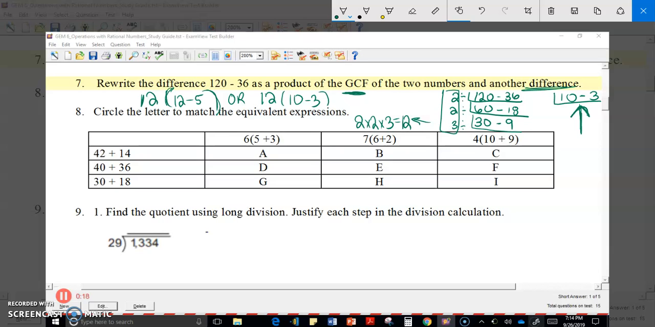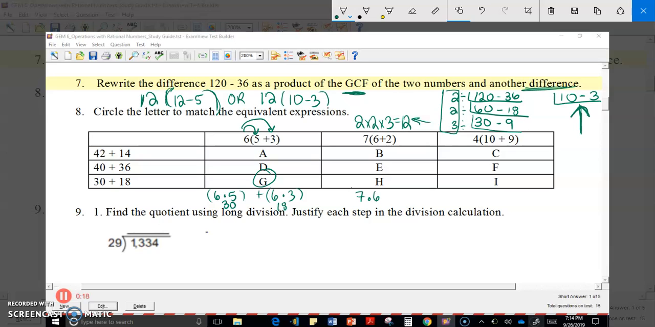Alright, next problem. 42 plus 14, 40 plus 36, and 30 plus 18. Which of the 3 expressions from our columns will match the 3 sums on the side? Well, let's go ahead and use the distributive property to solve this. 6 times 5 plus 6 times 3. I'm taking this number and multiplying each number on the inside. 6 times 5 is 30. 6 times 3 is 18. That's going to be G.